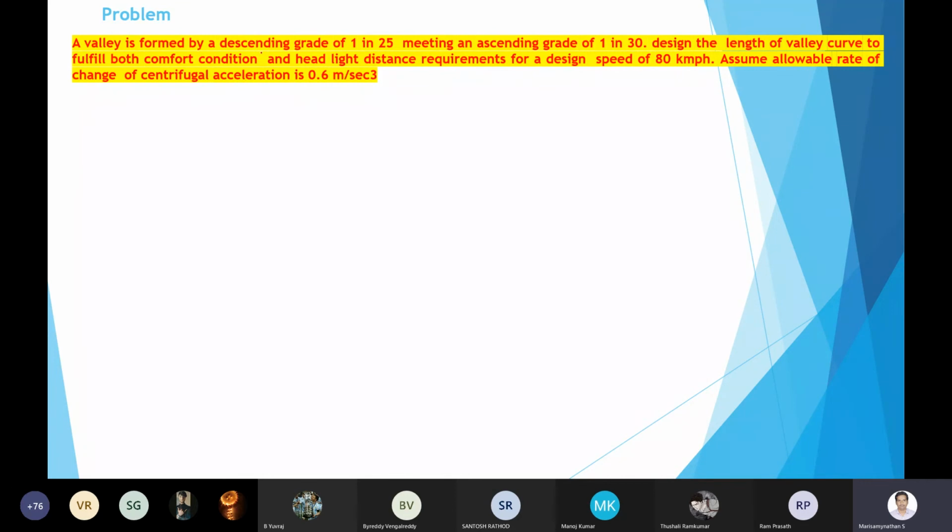They have given the descending grade. So it is descending 1 in 25, and again it is ascending 1 in 30. So that means minus 1 divided by 25 plus 1 divided by 30. This is n1, n2. So when you put n1 minus n2, you will come to know the value of n. At the same time, the design speed is given. In the problem itself they have given, assume the centrifugal acceleration C value as 0.6 meter per second cube.